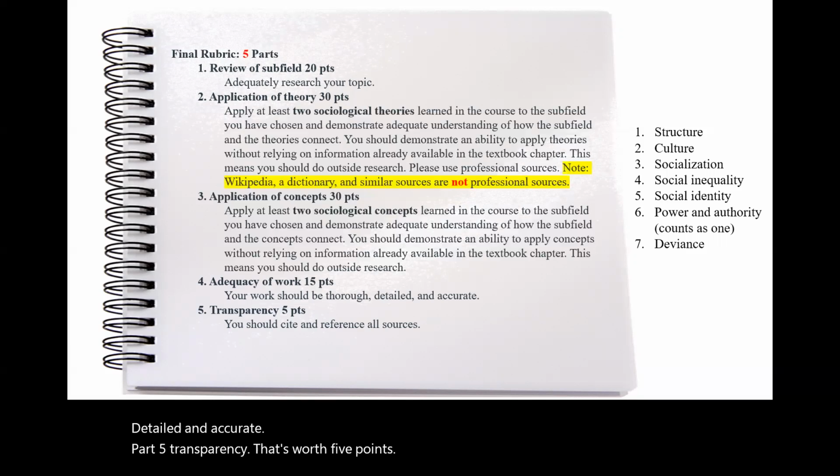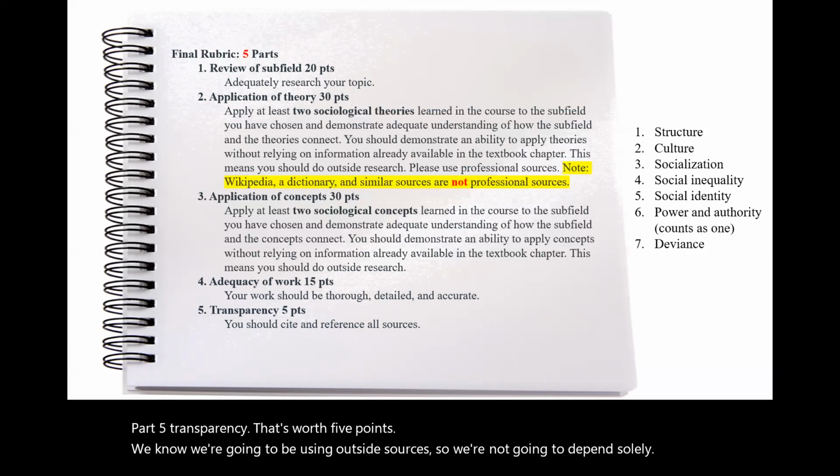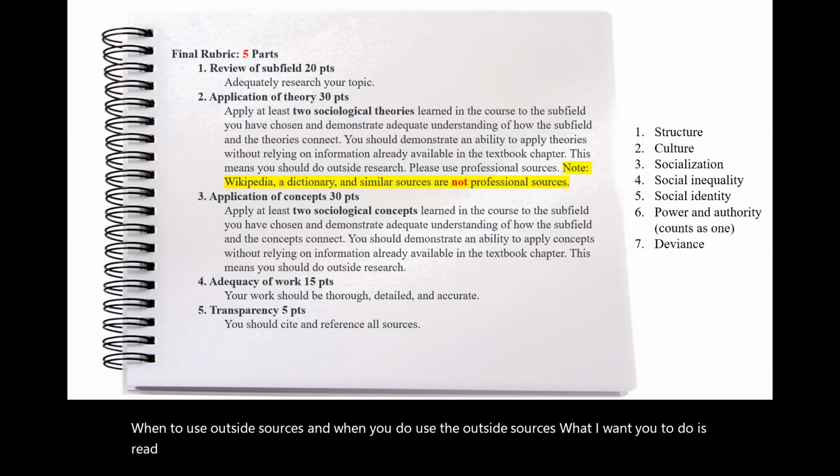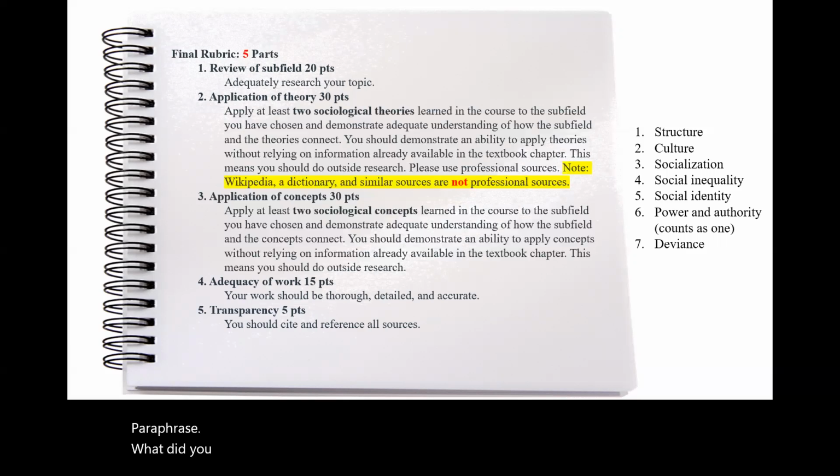We know we're going to be using outside sources, so we're not going to depend solely on our book. We're going to use outside sources. And when you do use the outside sources, what I want you to do is read the information. Pause, paraphrase it. What did you read? Tell me in your own words. Then cite and reference your sources. Citations are in the body of the paper. References are at the end of the paper.